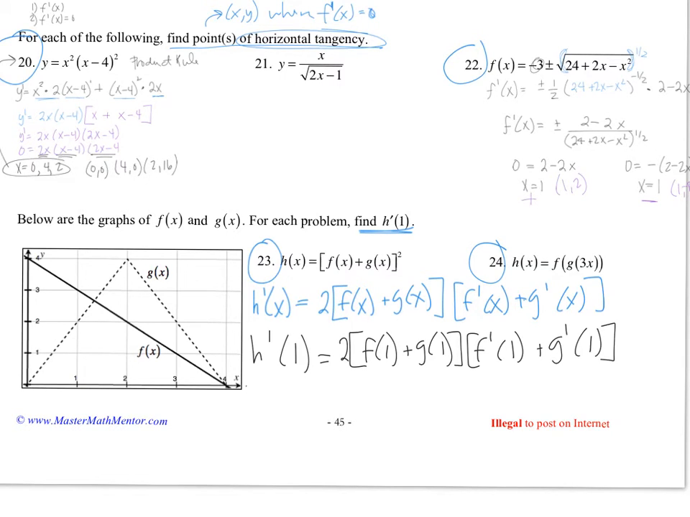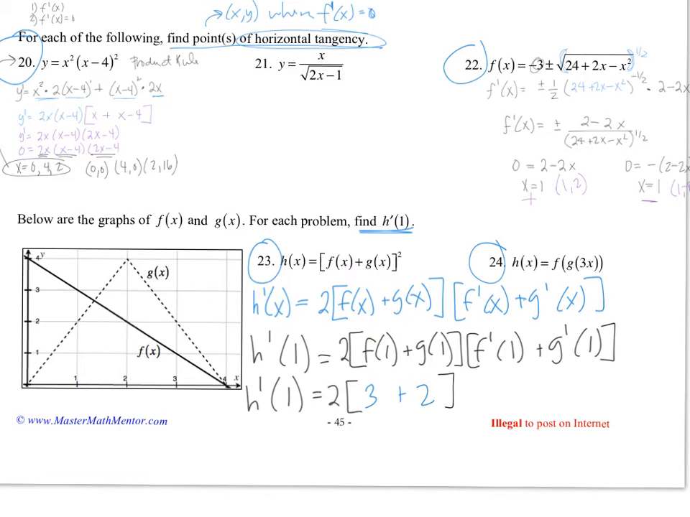Alright, so let's take a look at the graph now. We've got 2 multiplied by f of 1. F of 1, when x is 1, what is y? F of 1 is 3. G of 1, when x is 1, what is y on g of x? It is 2.